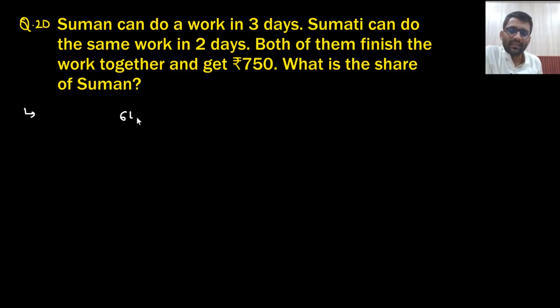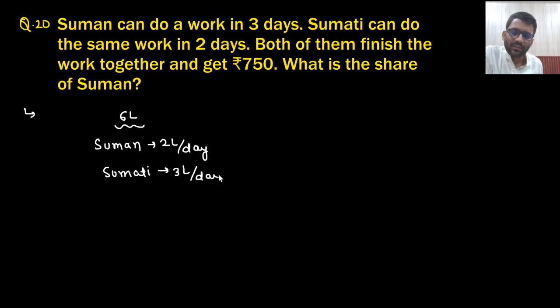That means let's just say the work is eating 6 laddu per day. Okay. So the work is eating 6 laddu. Then Suman alone can do the work in 3 days. That means, Suman and Sumati both have the same name, so I have to write it completely, Suman is eating 2 laddu per day, and Sumati is eating 3 laddu per day, because in 2 days.